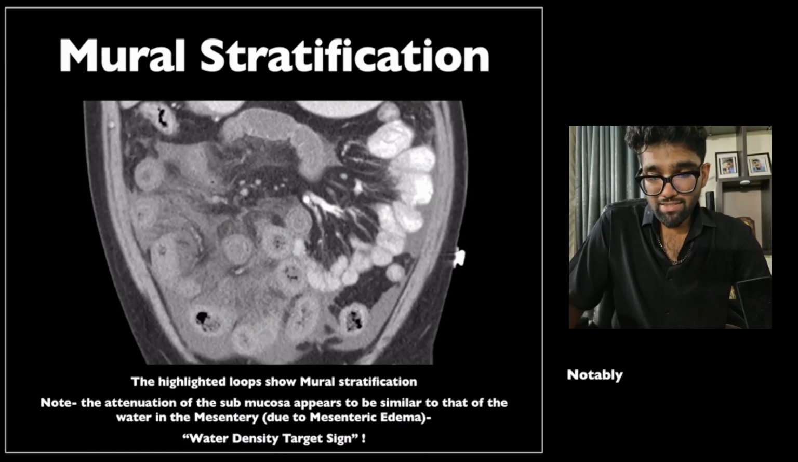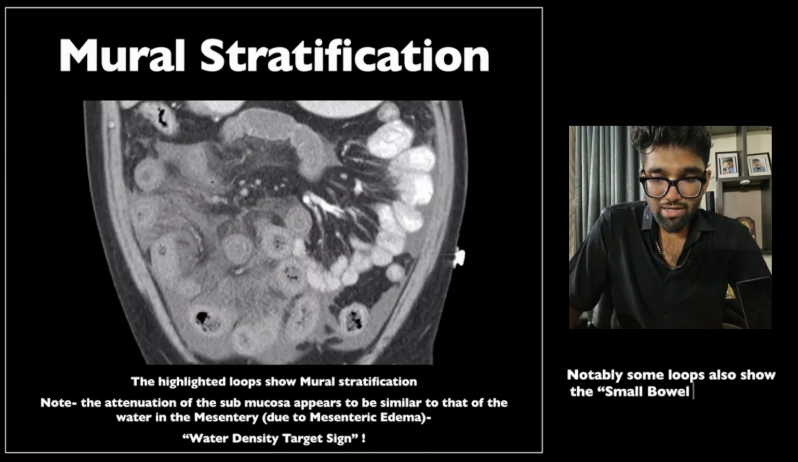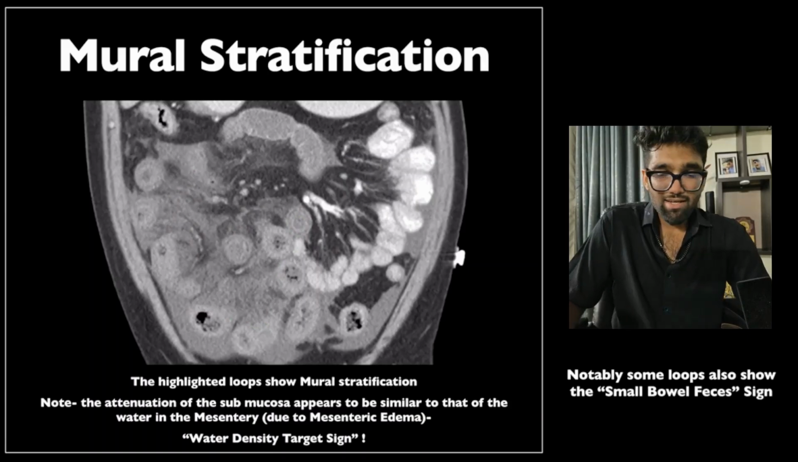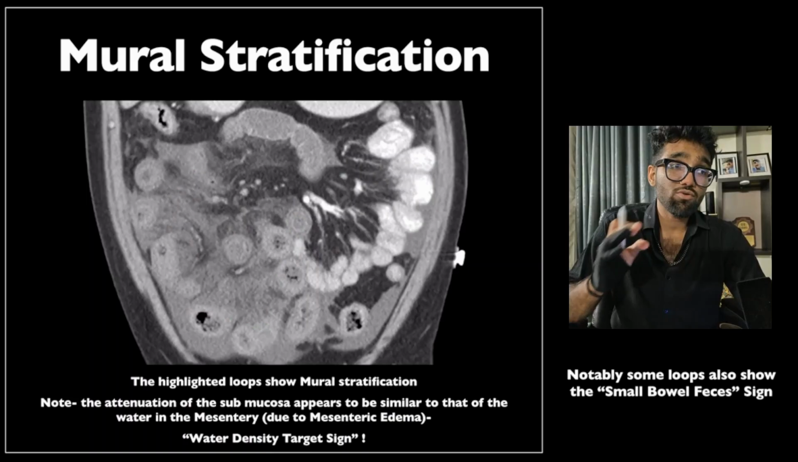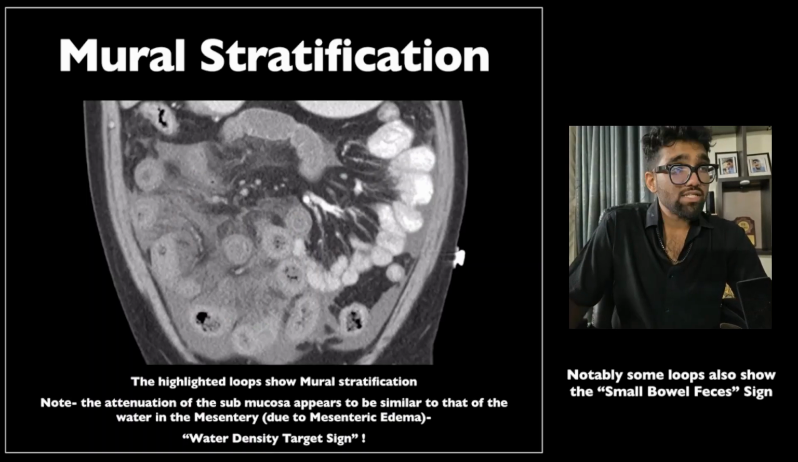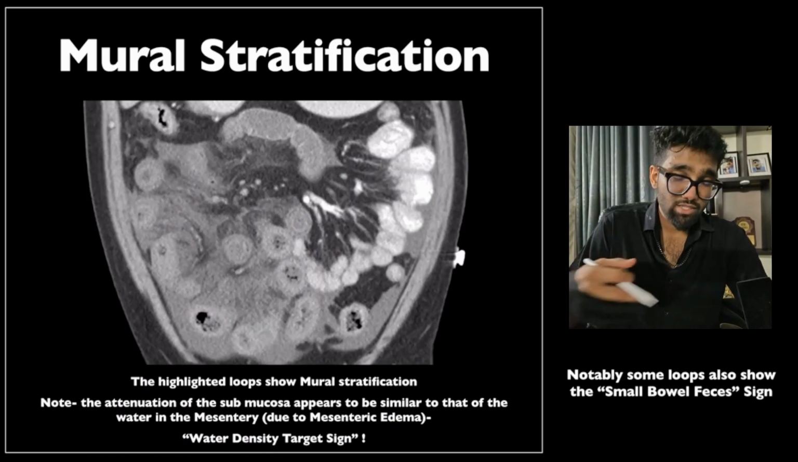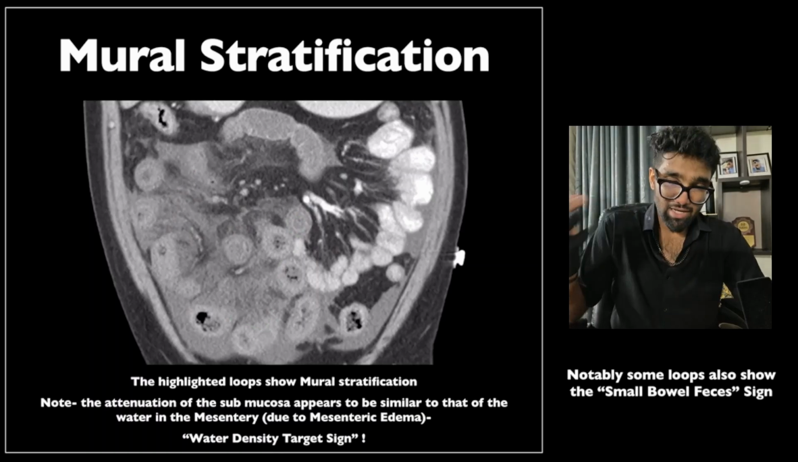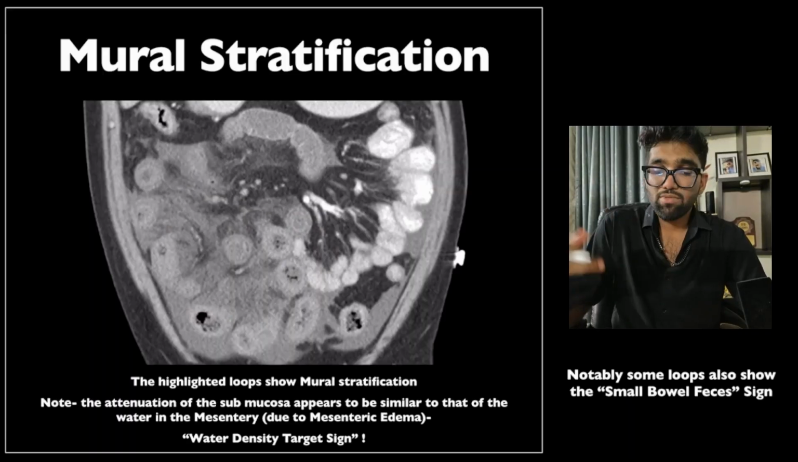Now, the water density sign is not exactly pathognomonic of mesenteric ischemia. It is actually pathognomonic of inflammation of the bowel wall. That inflammation could be secondary to an infection, it could be secondary to angioedema or capillary leak into the bowel wall. So that capillary leak could be due to an infection, it could result in inflammation, it could be some non infectious inflammatory etiology, it could be angioedema, it could be ischemia also. So it doesn't really narrow things down.